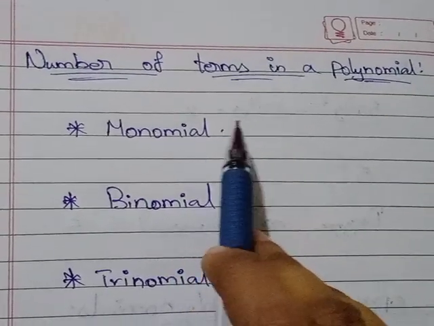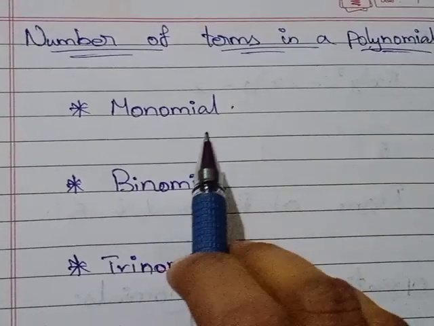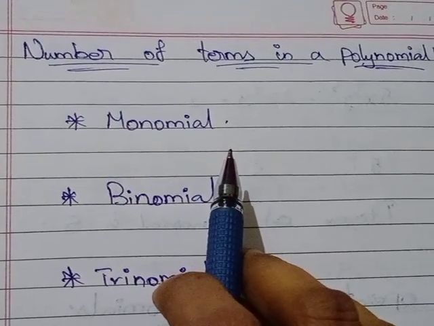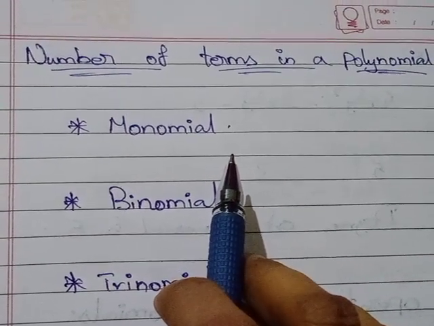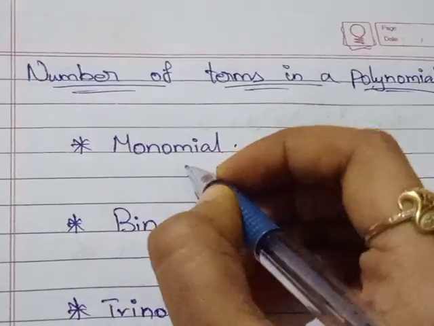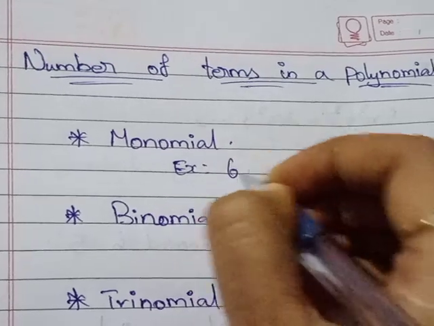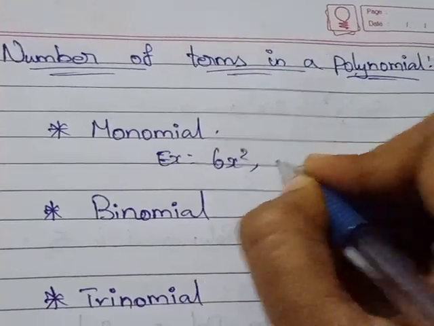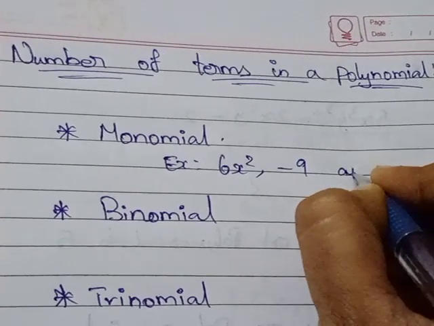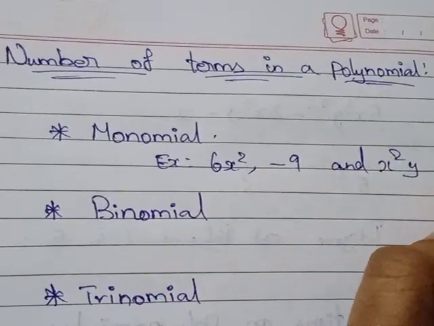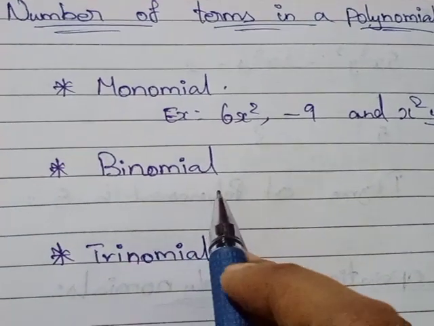Topic is number of terms in polynomials. The first one is monomial. A polynomial with one term is a monomial. It can either be a constant or a variable or a product of both. For example, 6x squared. This is a monomial. Negative 9 and x squared y. These are all monomials.